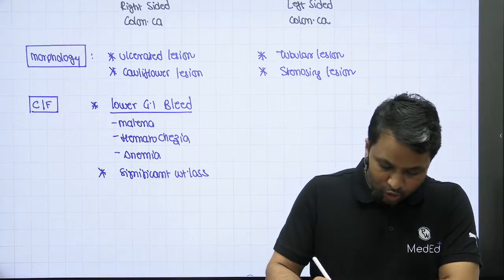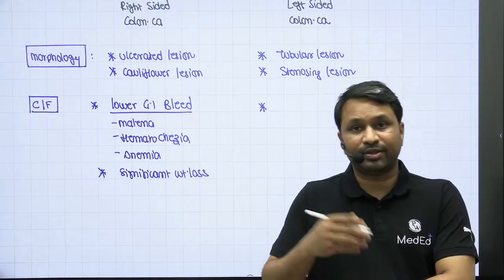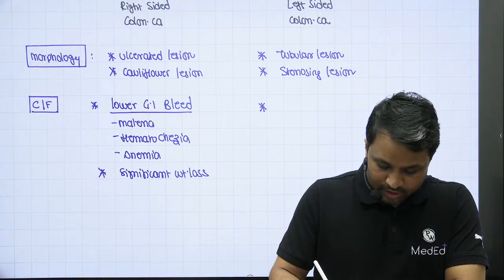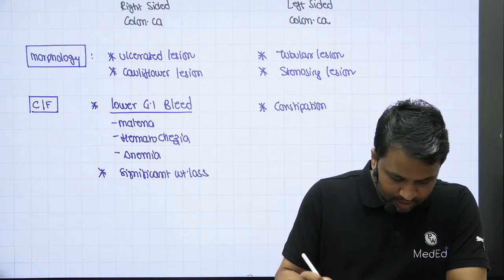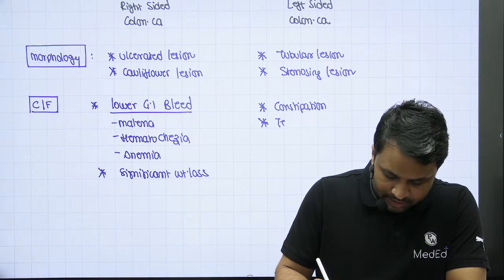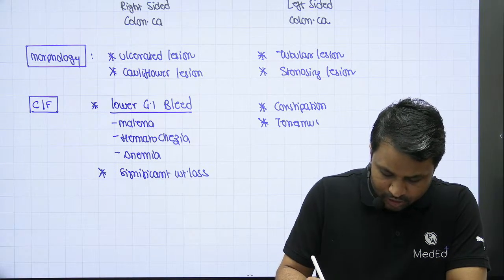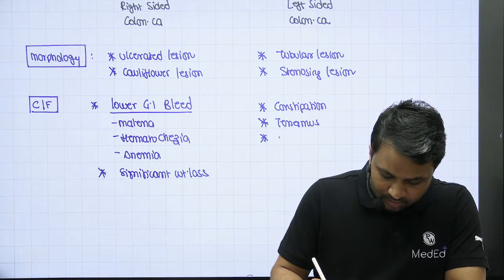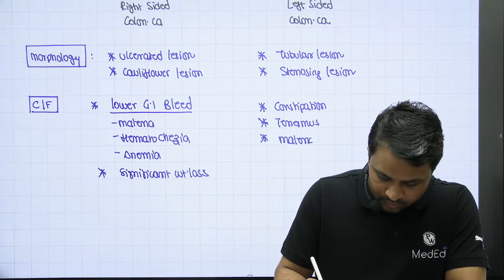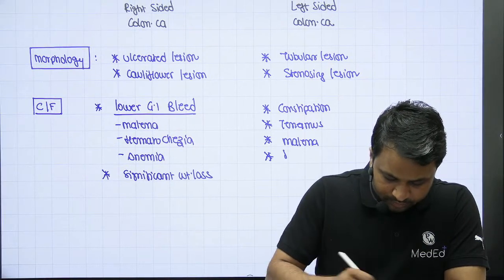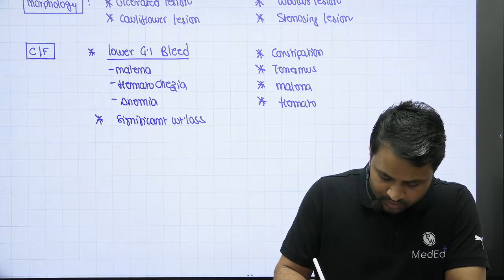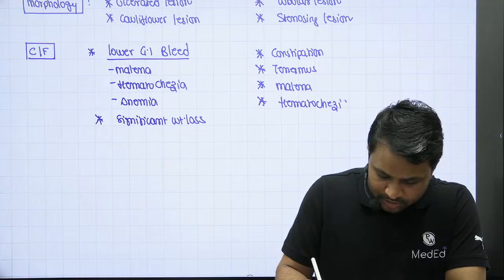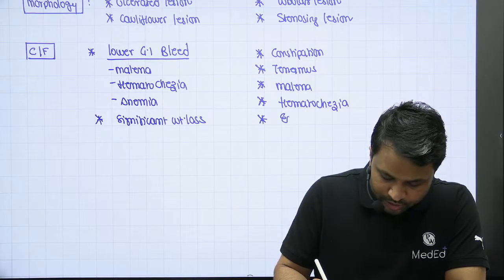Whereas the left-sided colonic cancers usually present with bowel obstructive features. They will start with constipation. Then there will be tenesmus, that is urge to defecate but unable to defecate, melena, hematochezia, and early morning spurious diarrhea.